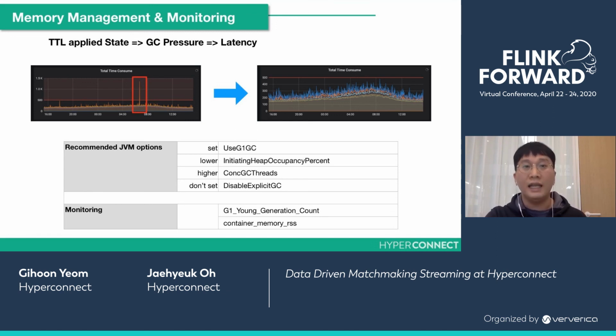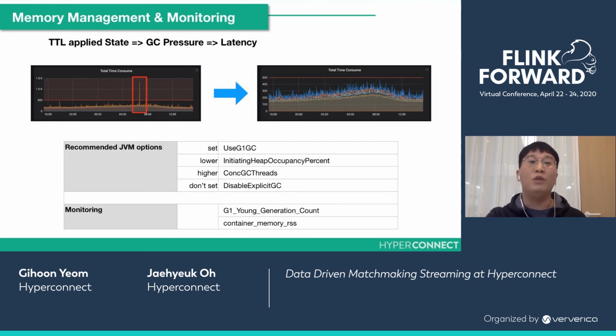For this purpose, I found that a lower initiating heap occupancy percent and higher concurrent garbage collection threads are necessary, and also not to set the disable explicit garbage collection option. And if the traffic is raised and the created state snippets are increased, the garbage collection balance could break, and the memory usage and the garbage collection latency could also be raised. So monitoring garbage collection count and memory usage is essential.